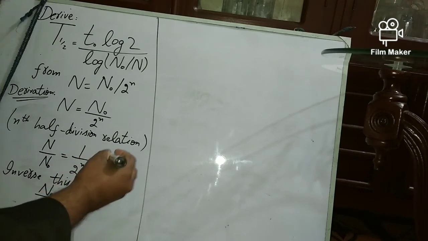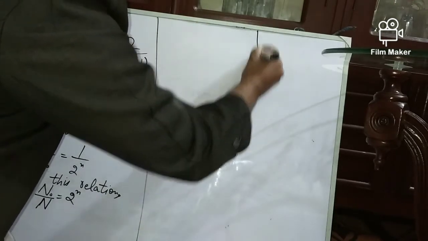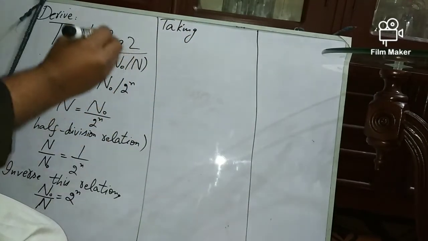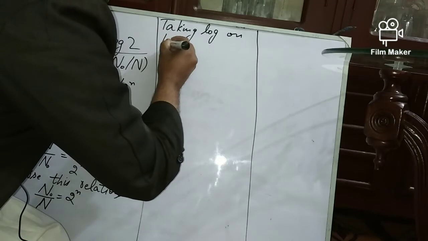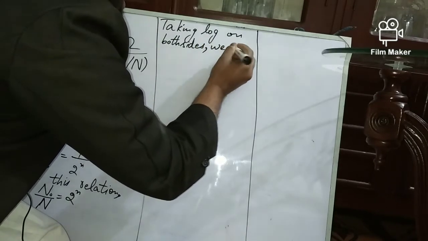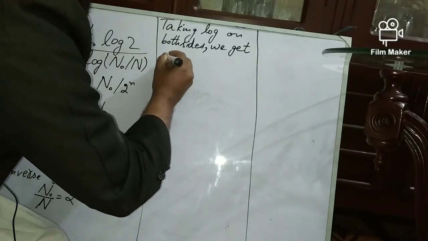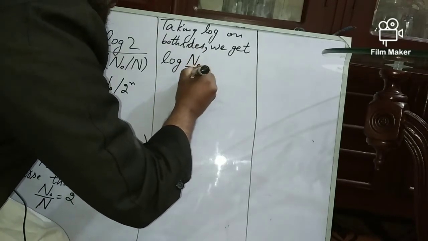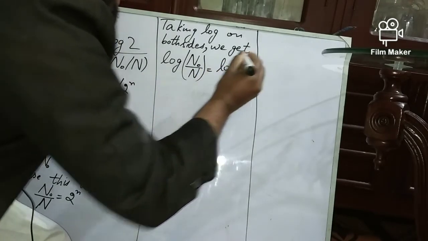Now taking log on both sides, we get log N naught over N is equal to log 2 raised to the power n.